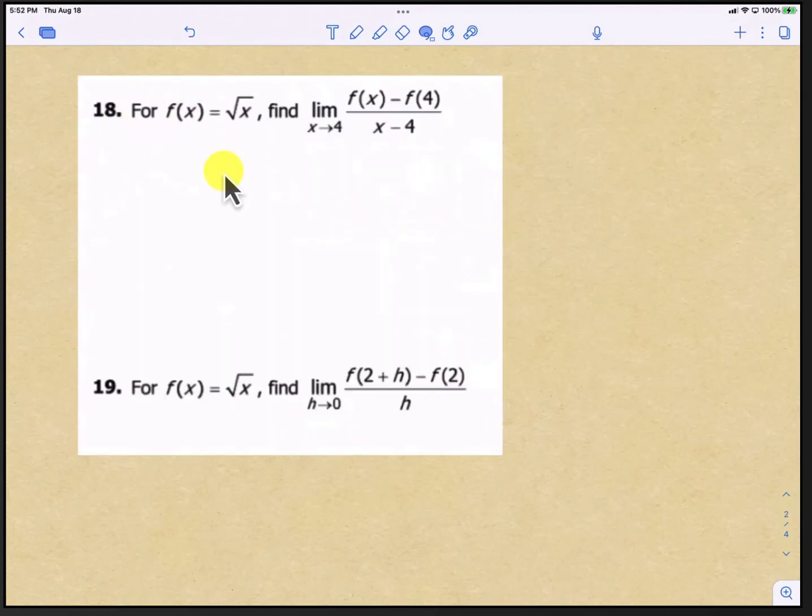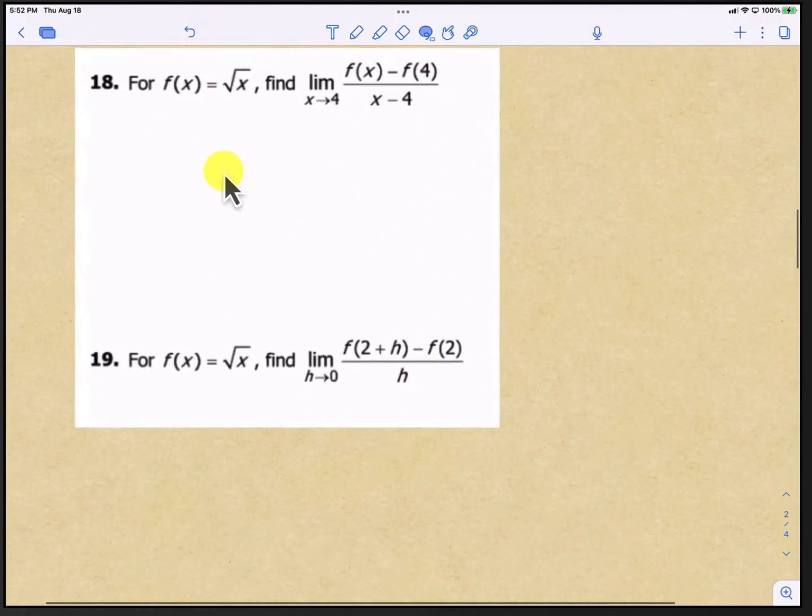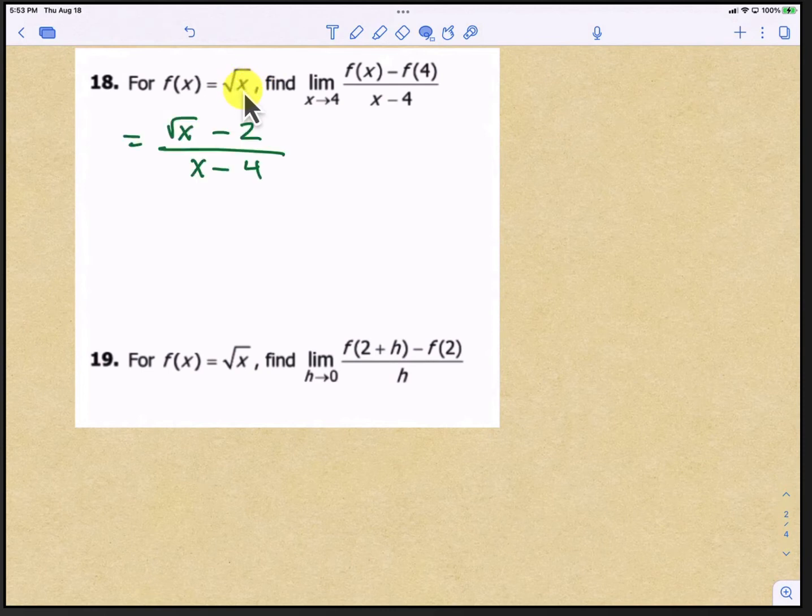All right, and then this is the beginning of the homework on the other page. Day 7 homework, starting with number 18. F of x is the square root of x, and we're finding the limit as x approaches 4 of this expression. Well, what is f of x? F of x is the square root of x. And then what is f of 4? F of 4 would be the square root of 4, which is going to be 2. So f of x becomes square root of x, and f of 4 becomes 2 on the top.